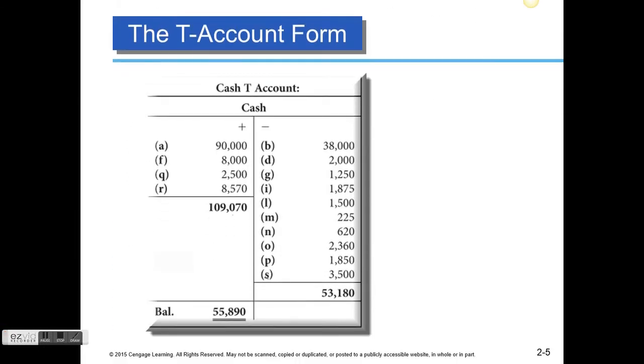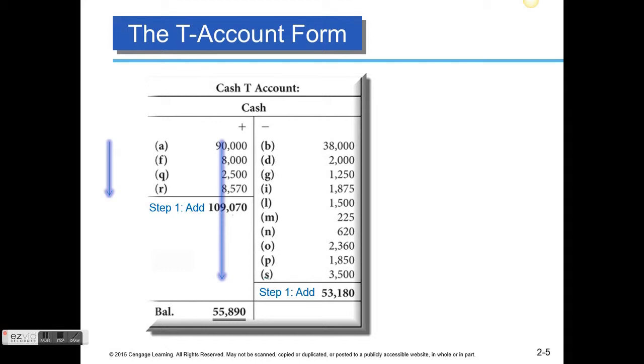My T account here is just a basic example of the T account. You can see that on the debit side, we are increasing it. On the credit side, we're decreasing it. And what we'll do is add these columns up. So I added the debit side, A, F, Q, and R, and got my total, and I wrote it there, as well as my credit side. So now I need to know what my balance is, because I know what my debits and credits are, but now what's my total balance?